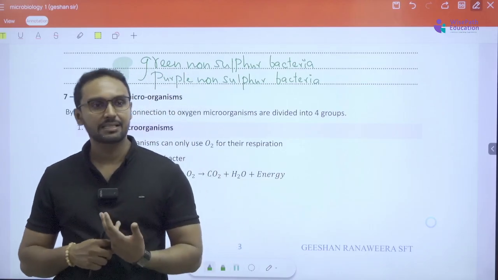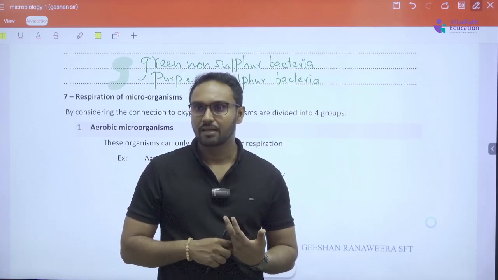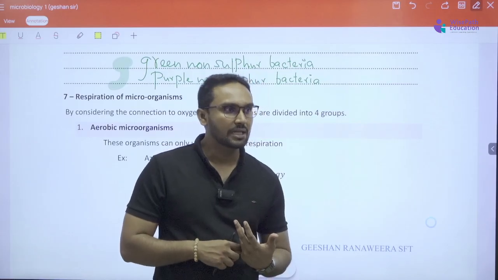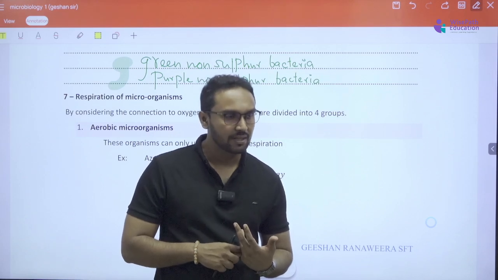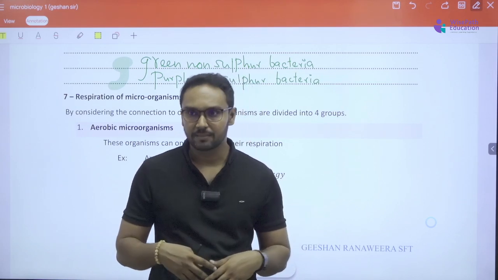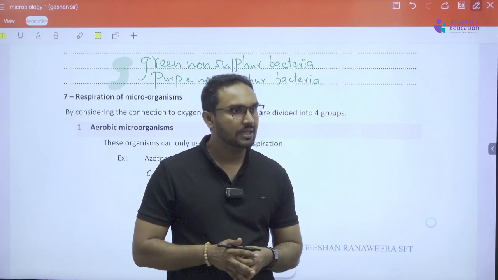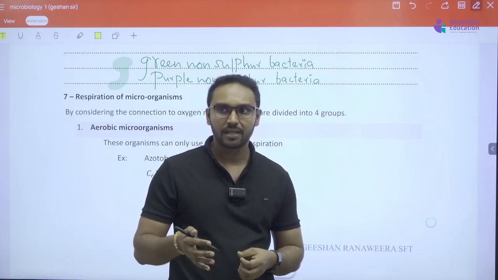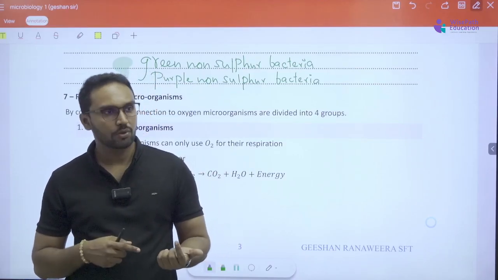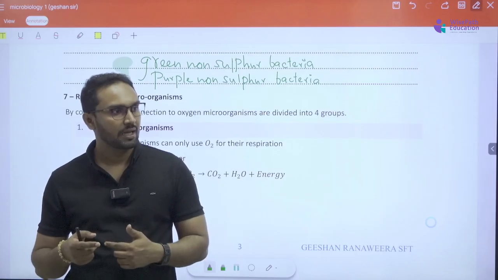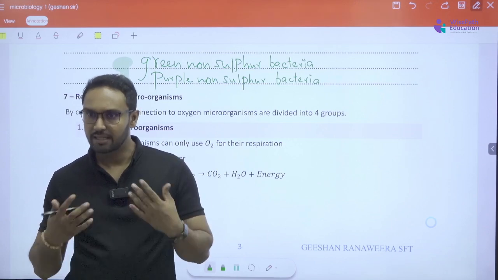Inhale and exhale is not the respiration that we talk about here. The respiration we talk about here is the cellular respiration that happens at the cellular level. So what happens when you take the oxygen to your cells? Using that oxygen, you break down the organic compounds inside your cell, let's say glucose. When you break down the glucose using oxygen, energy is produced. That is the energy that you use to do everything.